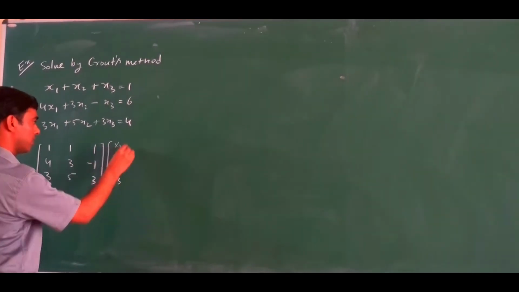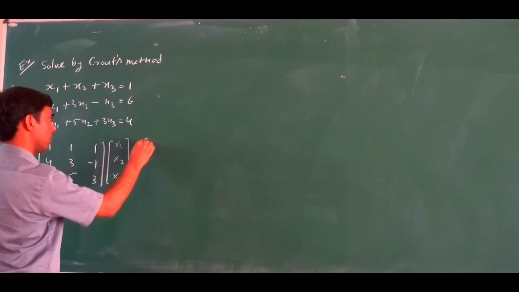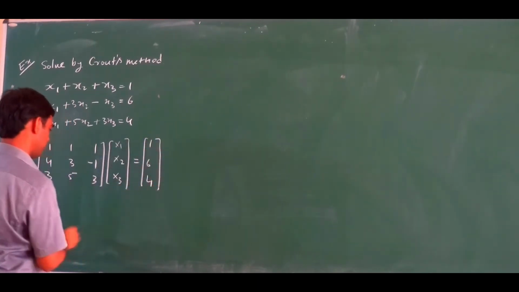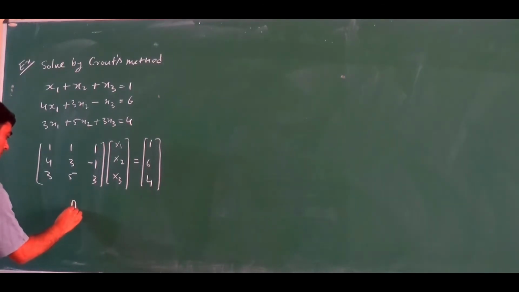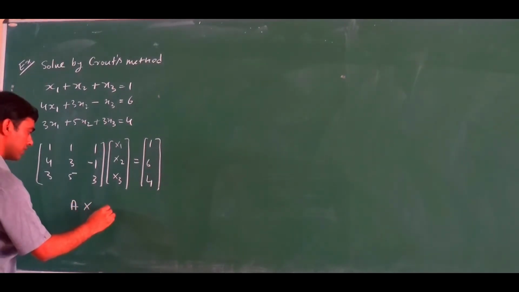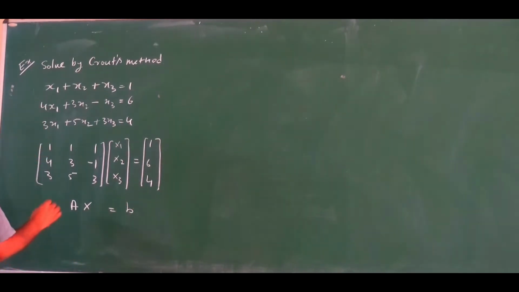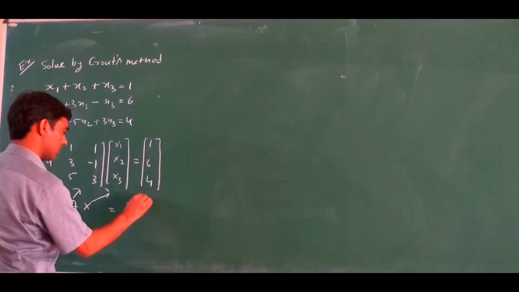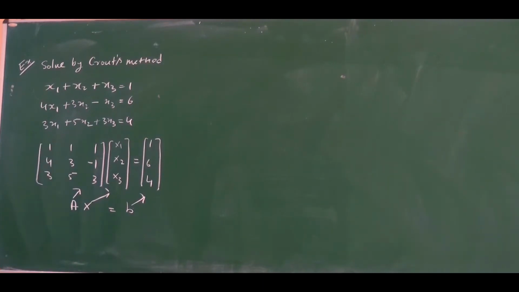Suppose this is a system of linear equations having three unknowns and three equations, x1 plus x2 plus x3, equal to 1, 6, 4. If we compare with the standard matrix form of a system of linear equations, this is matrix A, this is the value of x, and this is the value of b.